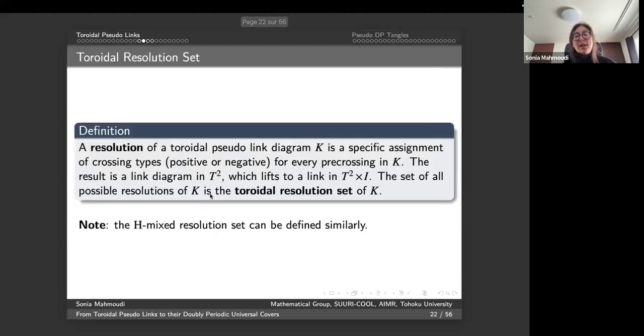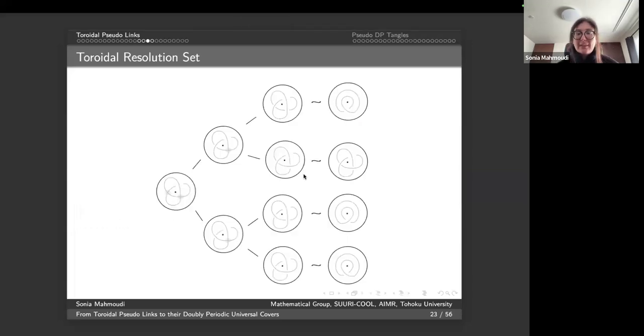So when we talk about a resolution of a toroidal pseudo-link diagram, we stay on the diagrammatic level. We are saying that we will consider all possibilities, at least at first a random possibility, of having a positive or negative crossing at each pre-crossing. And once we consider all the possible combinations, we will obtain a set that we will call the toroidal resolution set. We can do the same with the mixed link we have seen before, but as we will not go into the detail of mixed links anymore, we will stay just with the toroidal pseudo-link diagram. So let's see a picture to get an idea.